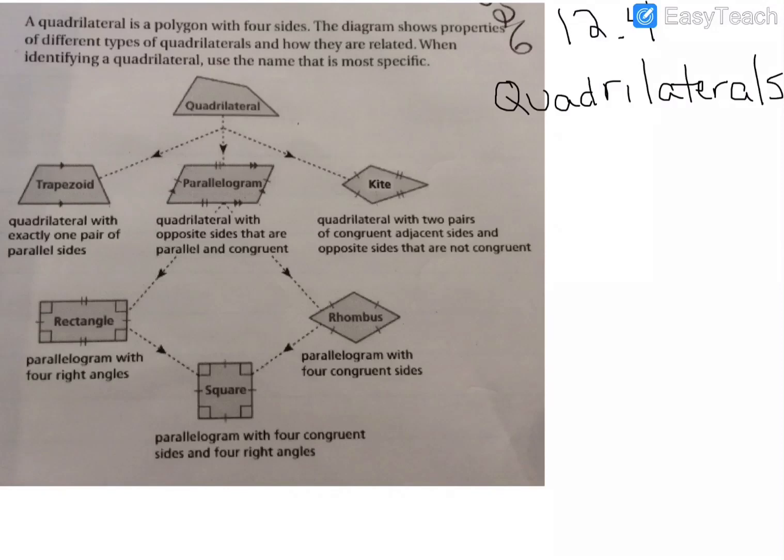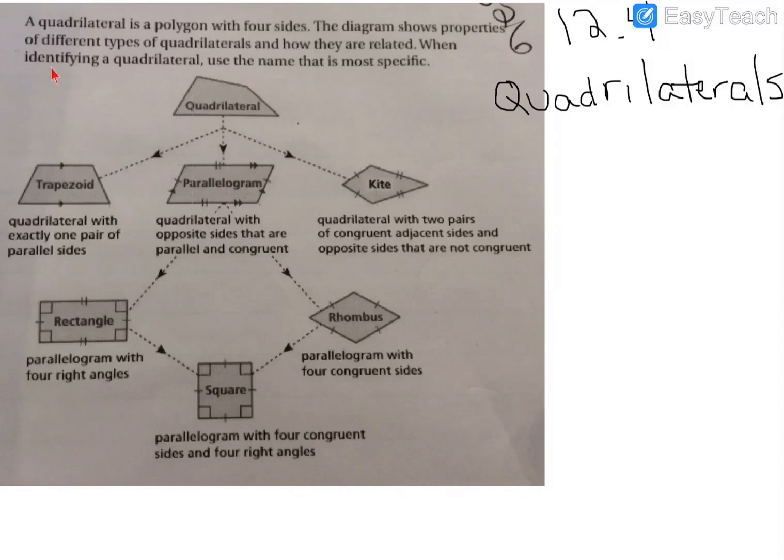Now, you have the quadrilateral up top. And this particular quadrilateral is just a 4-sided shape, or a 4-sided polygon, that does not fit into any of these 6 different types of quadrilaterals. So if you do ever come across a quadrilateral that does not meet the requirements of any of these 6 different ones named below, then you would just classify it as simply a quadrilateral.